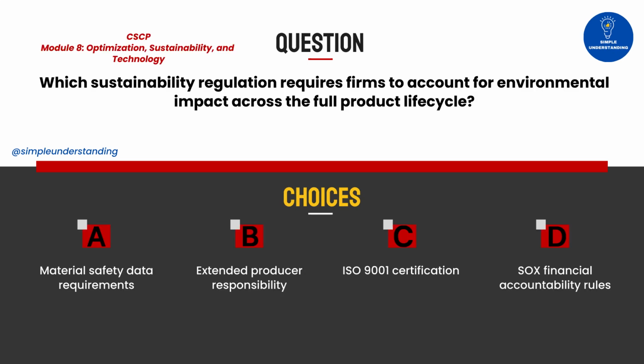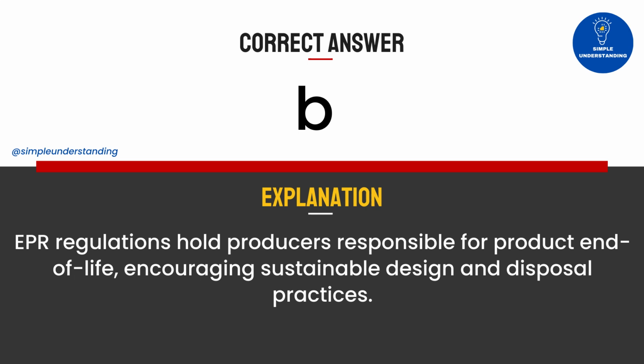9. Which sustainability regulation requires firms to account for environmental impact across the full product life cycle? A. Material safety data requirements. B. Extended producer responsibility. C. ISO 9001 certification. D. SOX financial accountability rules. Correct answer: B. Explanation: EPR regulations hold producers accountable for the environmental impact of their products from design to disposal.